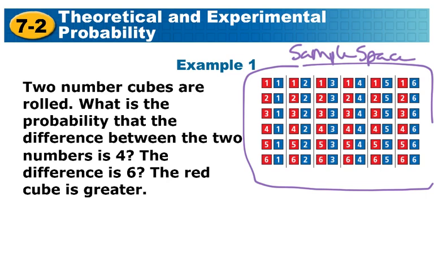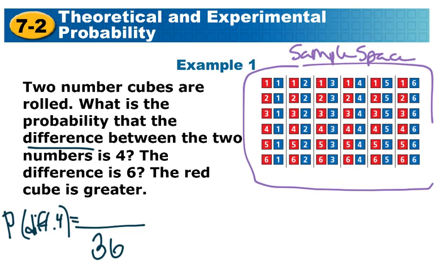So 2 number cubes are rolled, and we want to know the probability that the difference between the two, so the subtraction between them, is 4. Alright, so there are a total of 36 outcomes, and again we're finding the probability that the difference is 4.